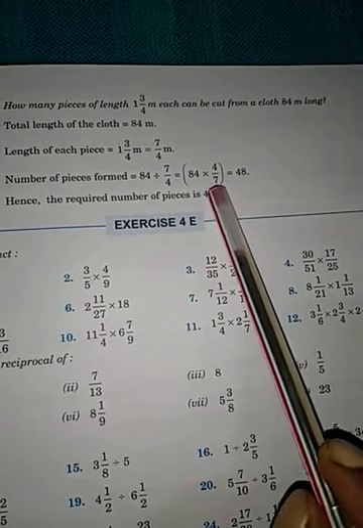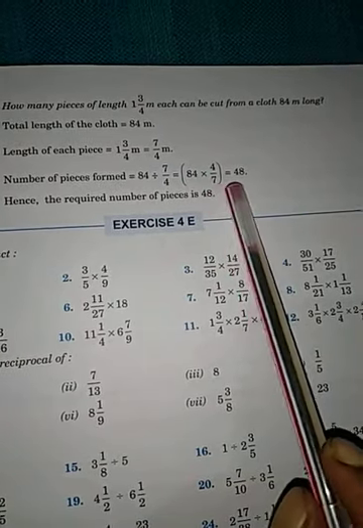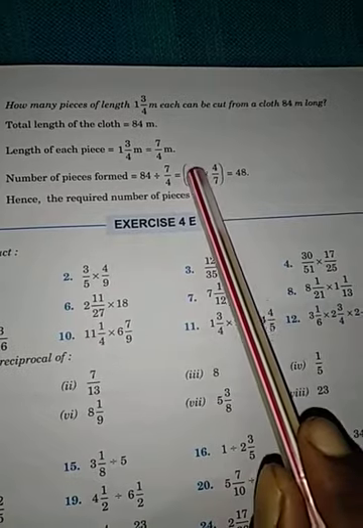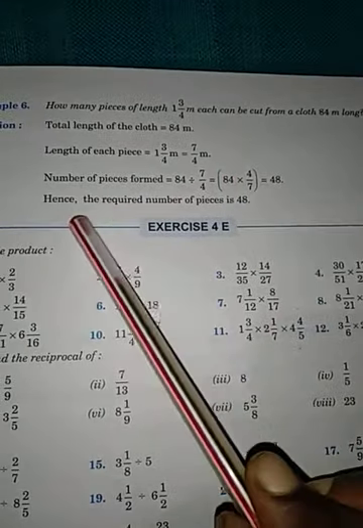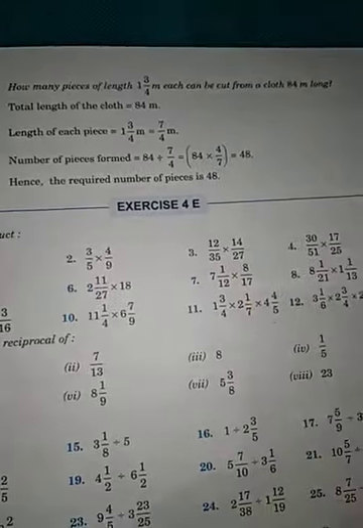Cancelling, dividing 84 by 7, we get 12. So 12 into 4 is 48. Hence, the required number of pieces is 48.